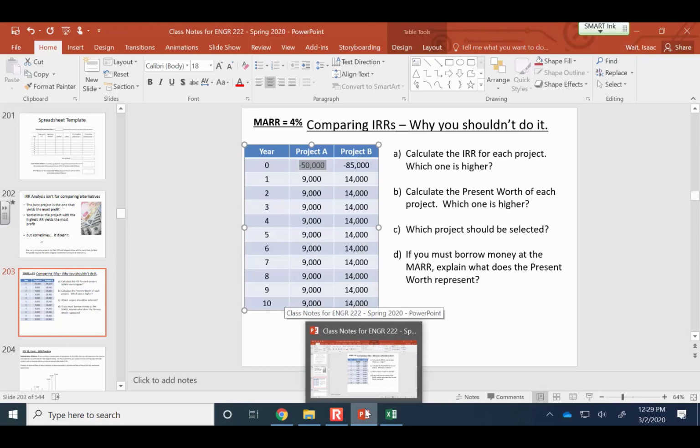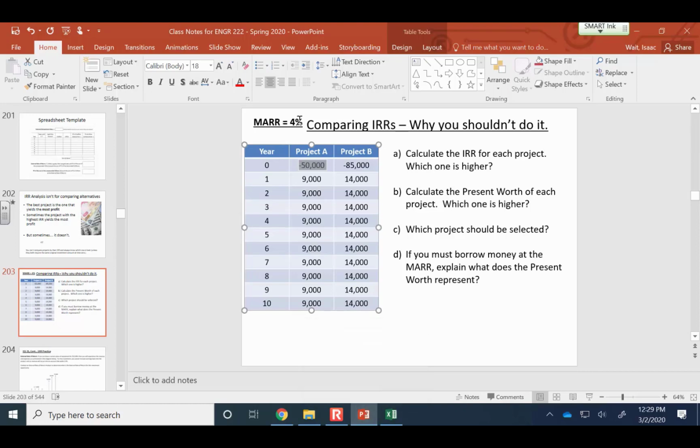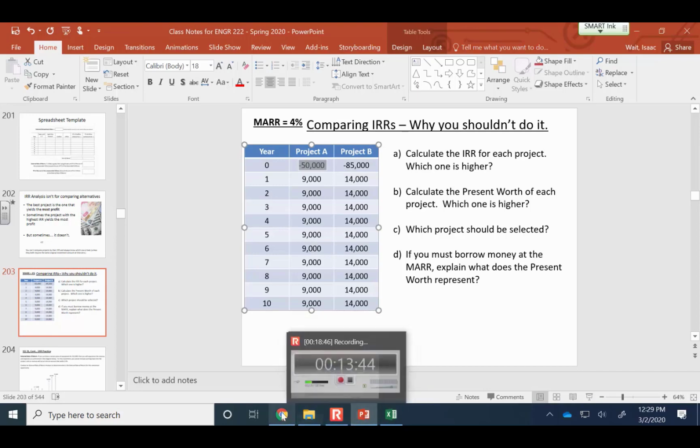Okay, so what can we use internal rate of return for? Well, we can use it for initial screening. Both of these projects are acceptable because both of them have an internal rate of return that's greater than the MAR. The MAR is 4%. And so project A will give you a profit, and project B will give you a profit. But of the two, project B has the higher profit.